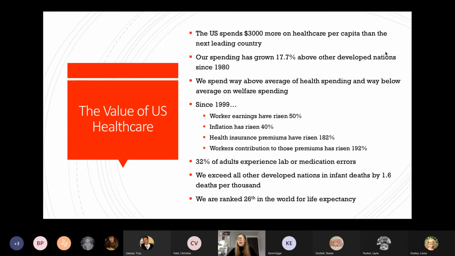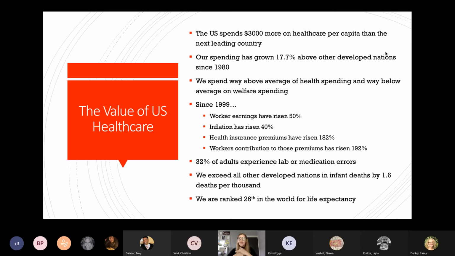We obviously spend way above average on health spending, but we spend way below average on welfare spending. So that's things like education, food security, affordable housing, affordable childcare. And the problem is health spending, things like Medicare and Medicaid, are often considered welfare spending, so they are lumped in. These two metrics are lumped in as one welfare spending. So while we are dramatic outliers on each individual metric, when they are combined, which they often are, we're able to hide in the middle and not draw a lot of attention to how much disparity there is in our money allocation.